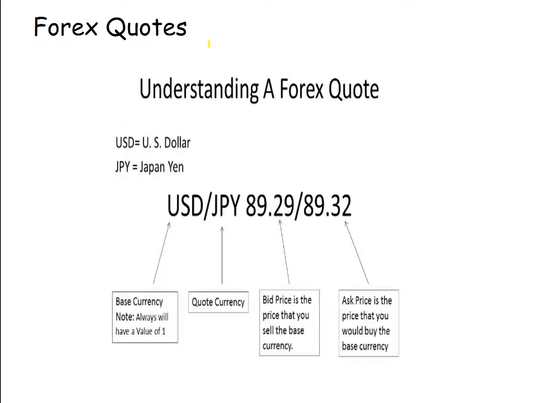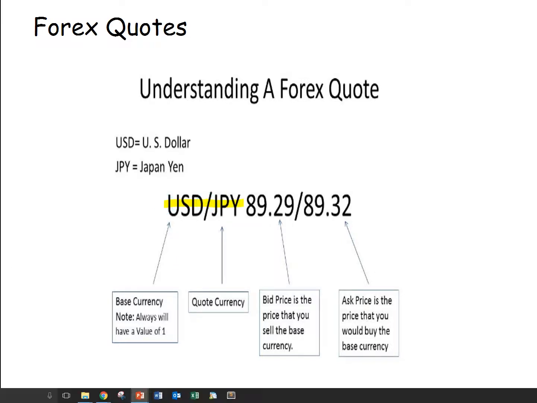So, understanding a Forex quote. Let's talk about the USD JPY, okay? US dollar, right here. You have the Japanese yen, right here. So your exchange rate is 89.29 in comparison to 89.32. Alright, your base currency will always be the value of 1, will always be your first value. Your quote currency, okay? So, this is a quote, alright? Just remember that. So here's your base, here's your quote.